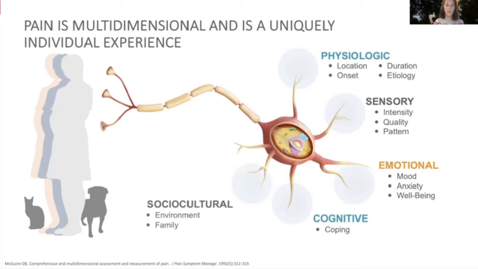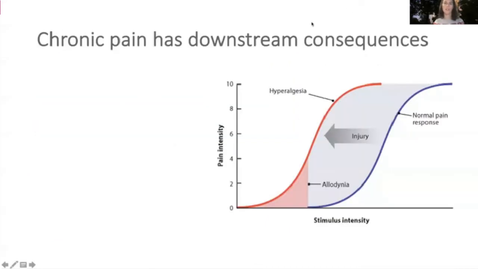The family, the environment that the animal, human, dog, cat is in will affect that pain experience. And then we're certainly focusing more and more on these behavioral pieces. So how that affects physical activity, how that affects different pain behaviors. And we're learning more and more about how it affects sleep and sleep patterns. So when pain is chronic, it has downstream consequences.